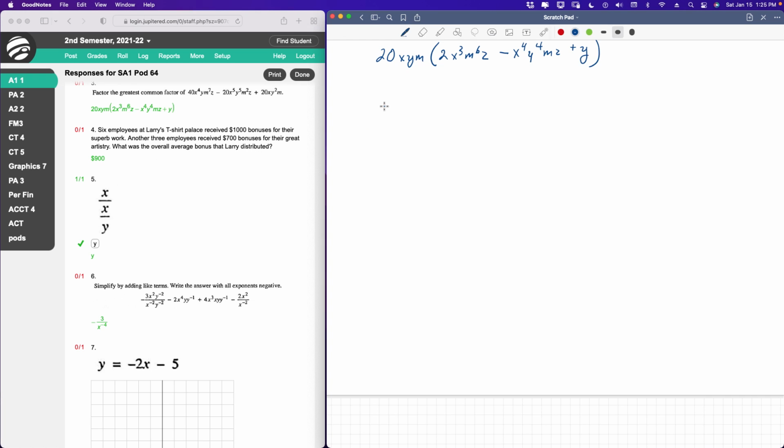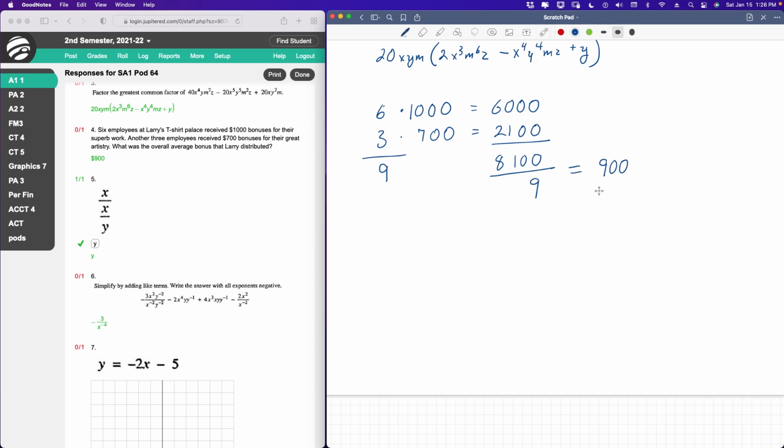All right, so he had 6 got 1,000, right? And then 3 got 700. So that equals 6,000. That's how much he paid out to them. And these people got 2,100. That's how much he paid out to them. So he gave out a total of 9 bonuses for a total of $8,100. So when we divide 8,100 by 9, we get $900 is the average bonus that he gave out to people.